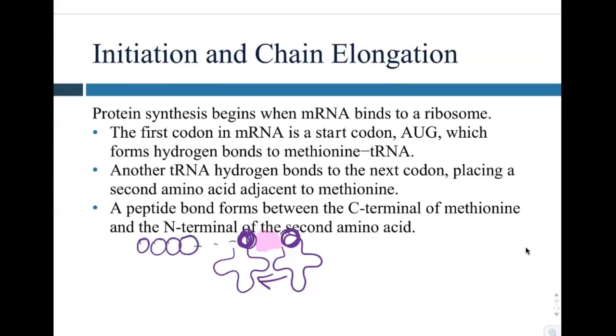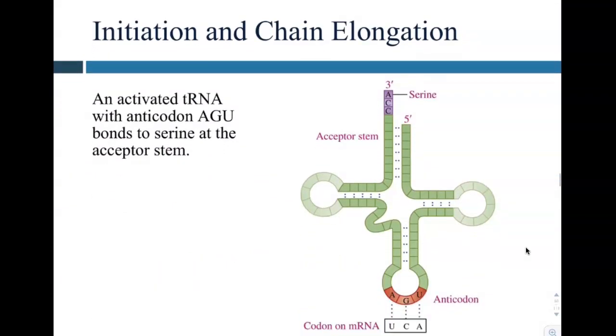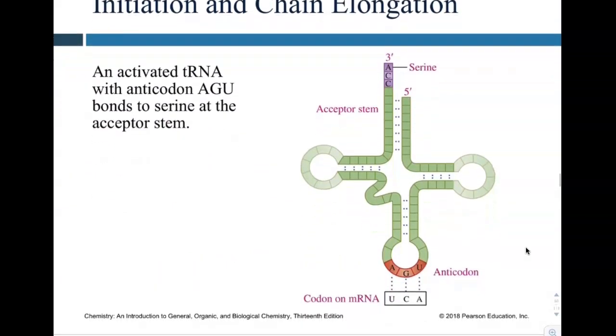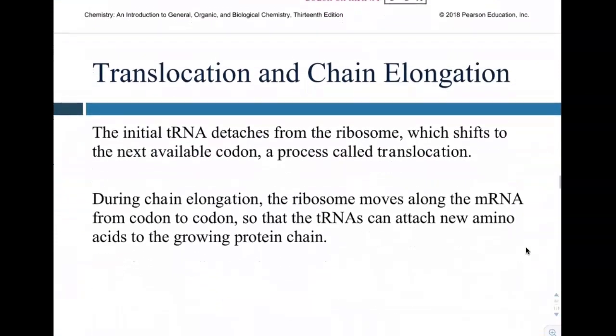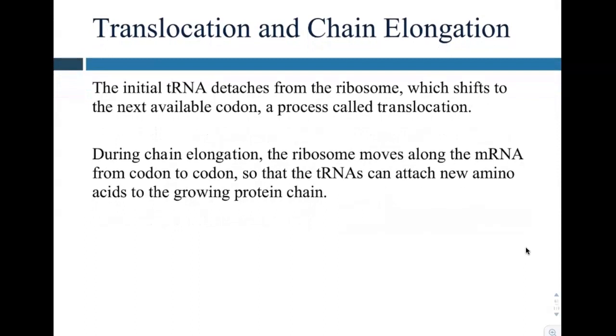And so your tRNAs are putting your amino acids together, and amino acids are held together with a peptide bond between a C-terminus and an N-terminus. And so you know that from our previous chapter. And so you start with a tRNA, it does its job, and then it shifts to the next one. We call that translocation. And so we're actually shifting places.